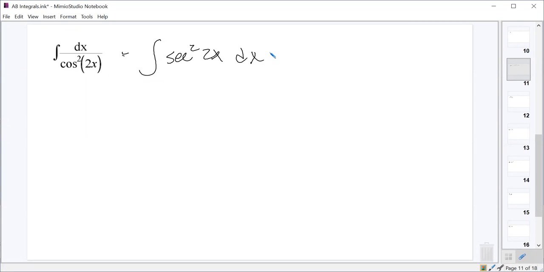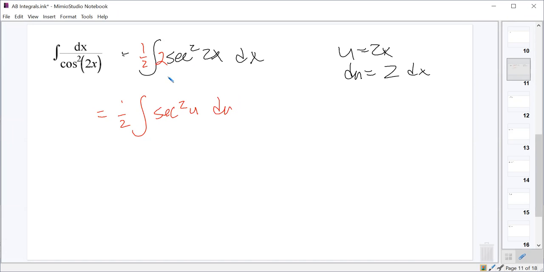Substitute it for u. All right, good. So we'll let u equal 2x. If u is 2x, then du should be what? 2 dx, which means we'll need to put in a 2. And if we put in a 2, it means we also need to cancel that 2 out by putting in a 1/2. Good. So now we're looking at 1/2 the integral secant squared u du.